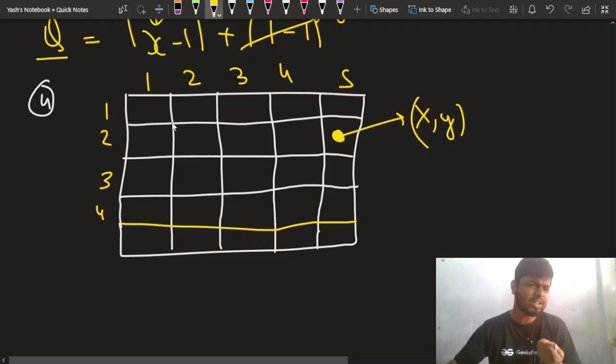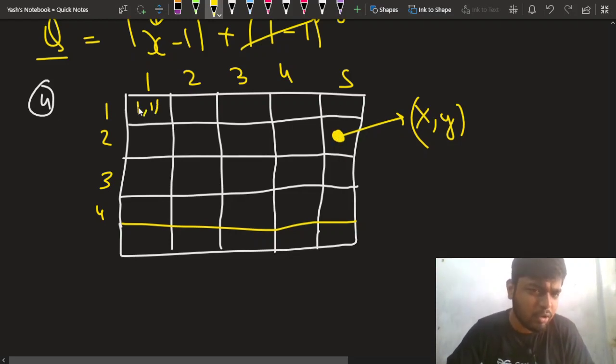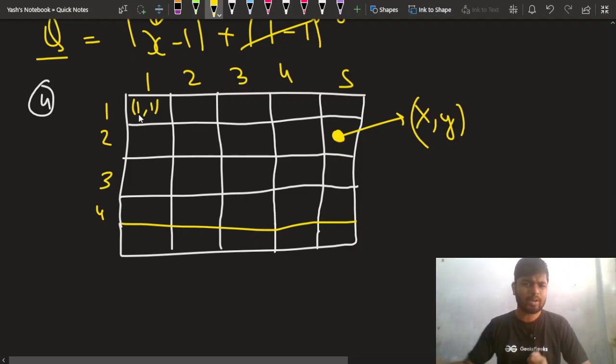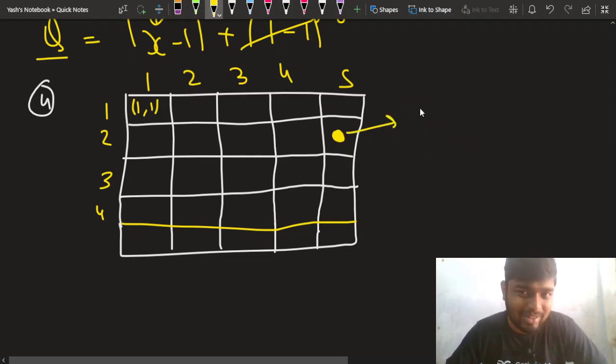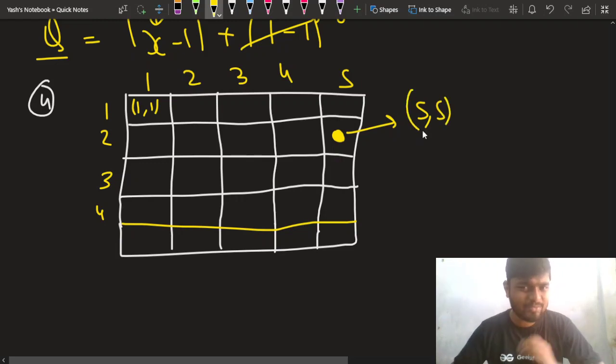Since we can always take 1 comma 1, by taking 1 comma 1, what will be the value that I'll be knowing? Since this x is known to us, assuming that this is known to us, you know this is 5 comma 5.